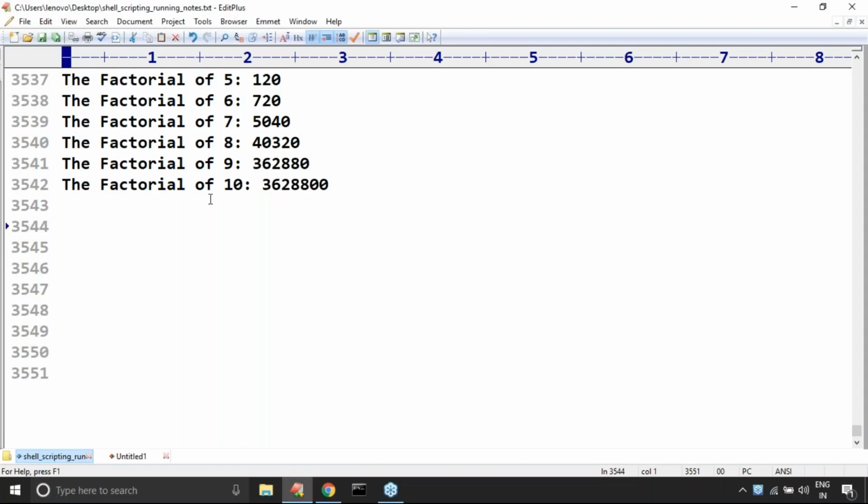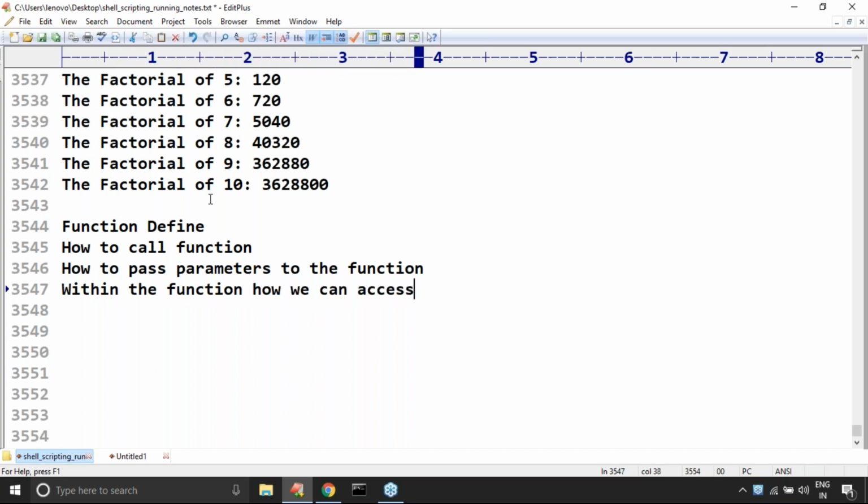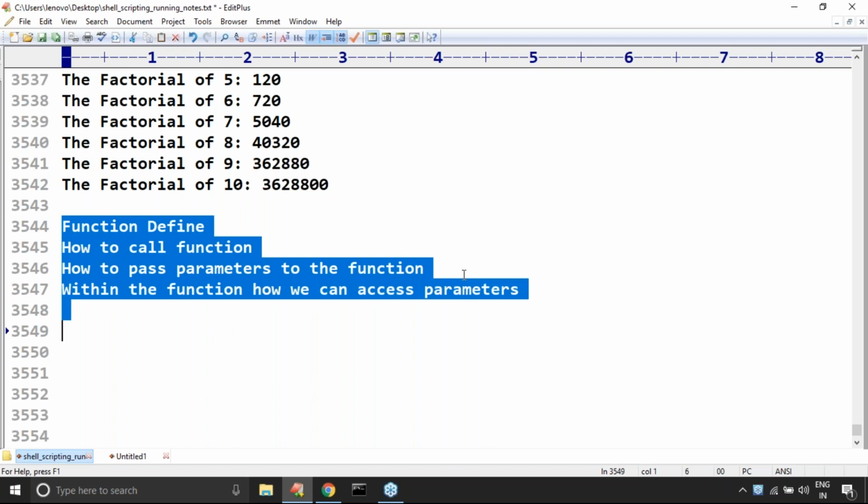In the last videos we covered very clearly how to define a function, how to call a function, how to pass parameters to the function, and within the function how we can access parameters. All these things we covered with multiple examples. Just to get perfection, let me explain some more examples so that you can feel more comfortable.